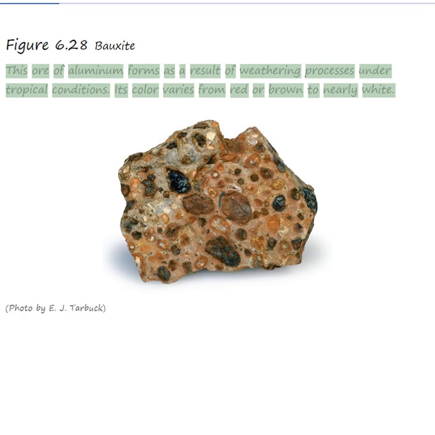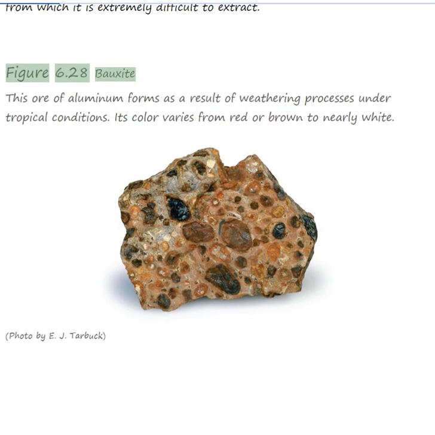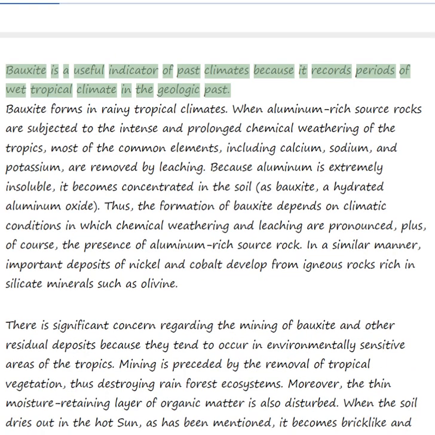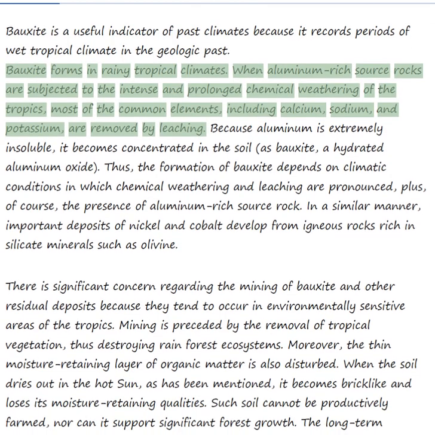Its color varies from red or brown to nearly white. Figure 6.28 Bauxite. Did you know? Bauxite is a useful indicator of past climates because it records periods of wet tropical climate in the geologic past. Bauxite forms in rainy tropical climates.